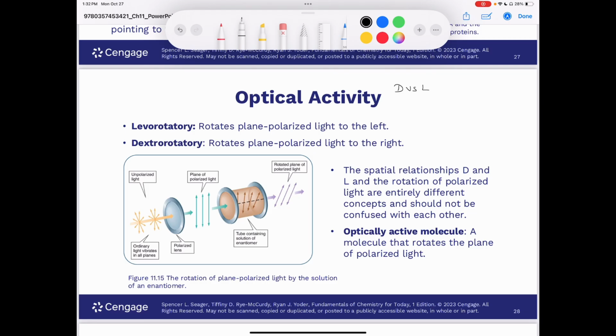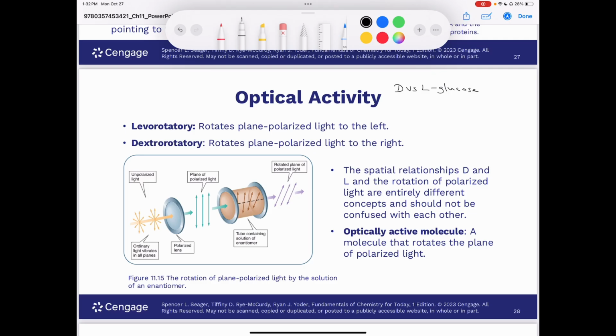Now, if you have 2 enantiomers, right? Let's say you compare D versus L glucose. So D-glucose versus L-glucose. It turns out that those 2 enantiomers are going to have the same melting points, the same boiling points, the same densities, et cetera, et cetera. They're going to have all the same physical properties.